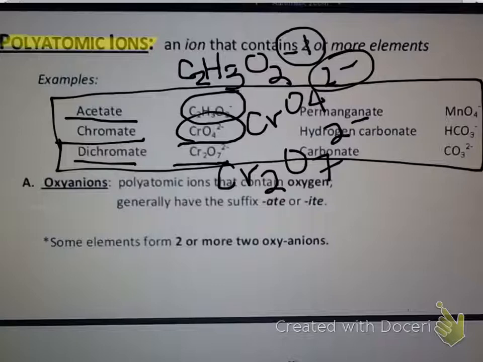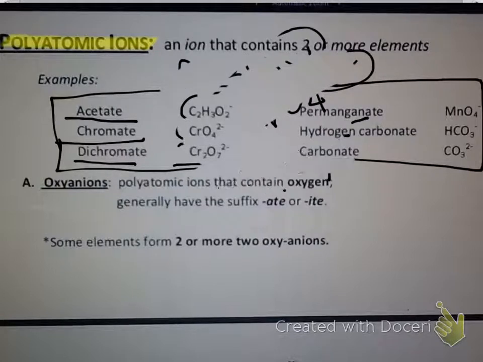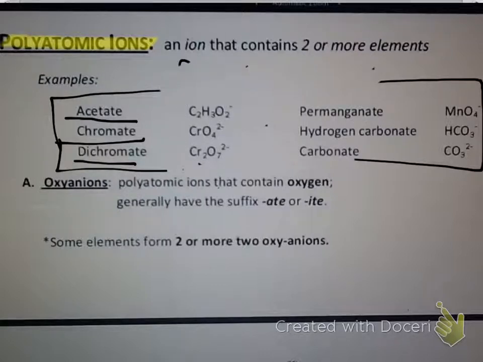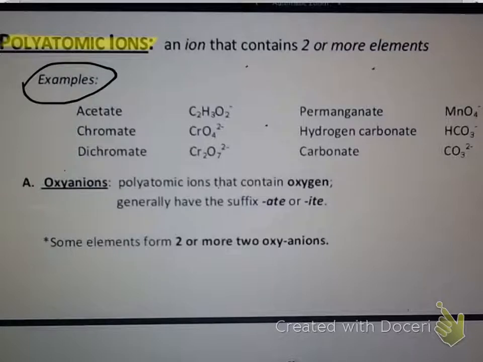There are many more. Permanganate is MnO4 negative, Mn manganese, O4 4 oxygens, and a negative 1 charge. So that's permanganate. There's also hydrogen carbonate, HCO3 negative, and over here on the other side, while I'm erasing, we have carbonate, CO3 2 negative. This is just a few examples. Like I said, this is not a complete list.